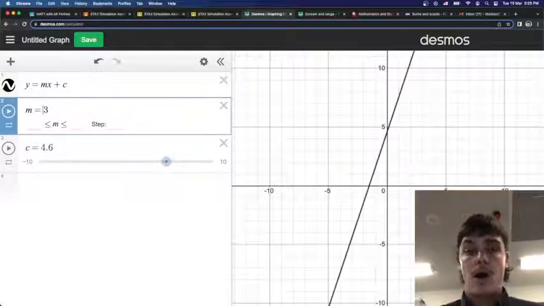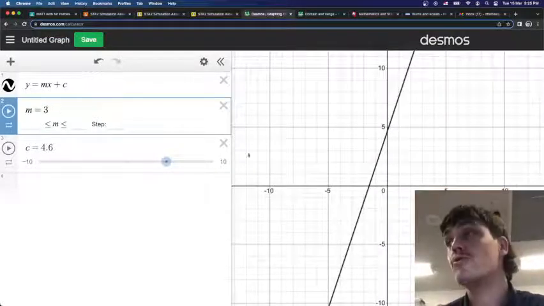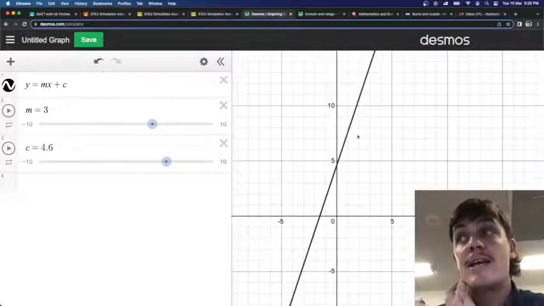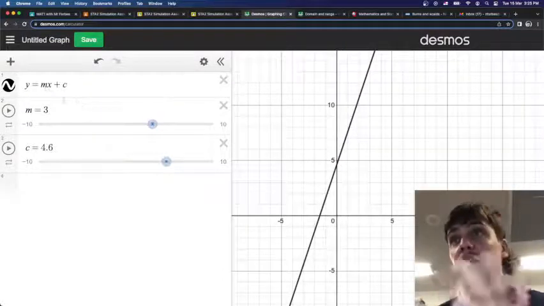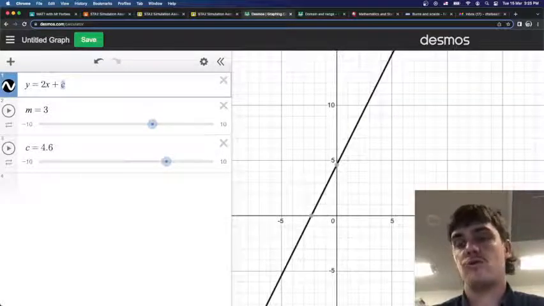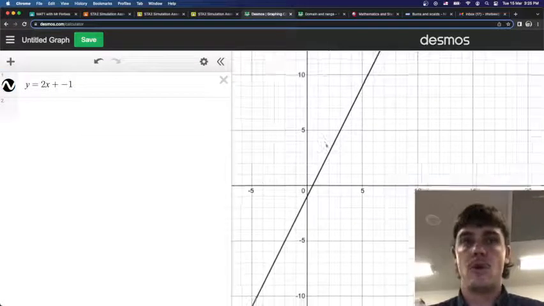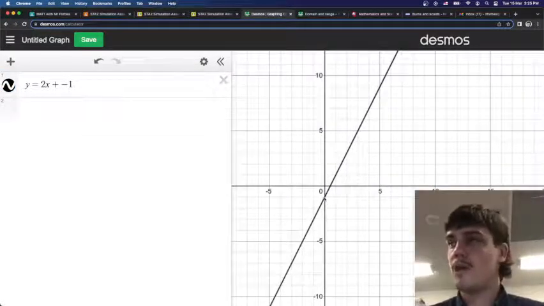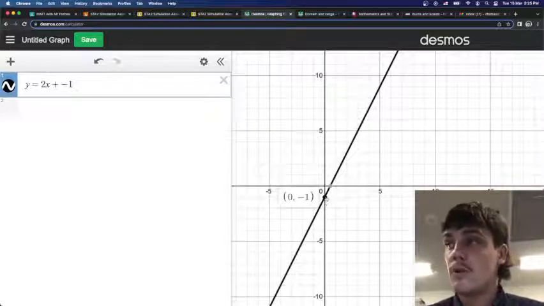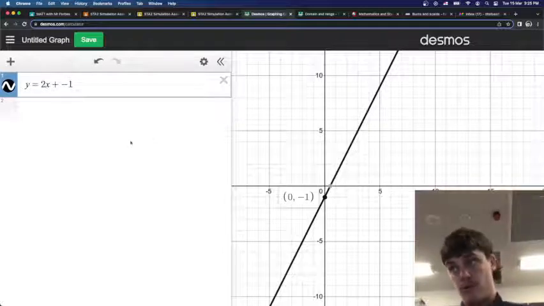While we're in there, I want to show you how you can restrict domains and ranges of these functions. Let's just lock these in. Let's say that m was 2 and c was -1. I'm going to get rid of my sliders now. We've got this graph here, and it goes through that point. It's got that y-intercept at -1, and it rises 2, runs 1. That's why it has a gradient of 2.